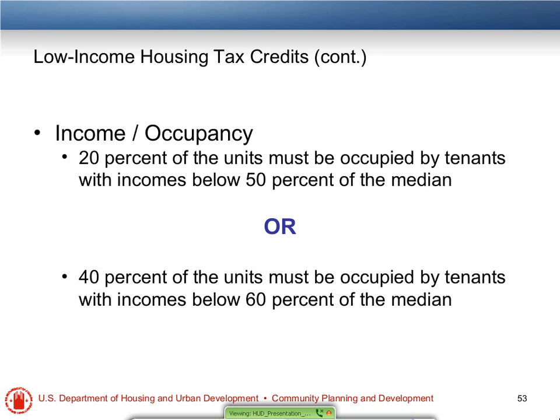And for practical purposes, you only get low-income housing tax credits on the units that are low-income units. Most developments are 100% or close to 100% affordable, and so most developers will choose the latter of the 2, 40% at 60% of median, because it allows you a larger number of tenants basically with incomes that would fall into that range. But you can choose either one as a developer.